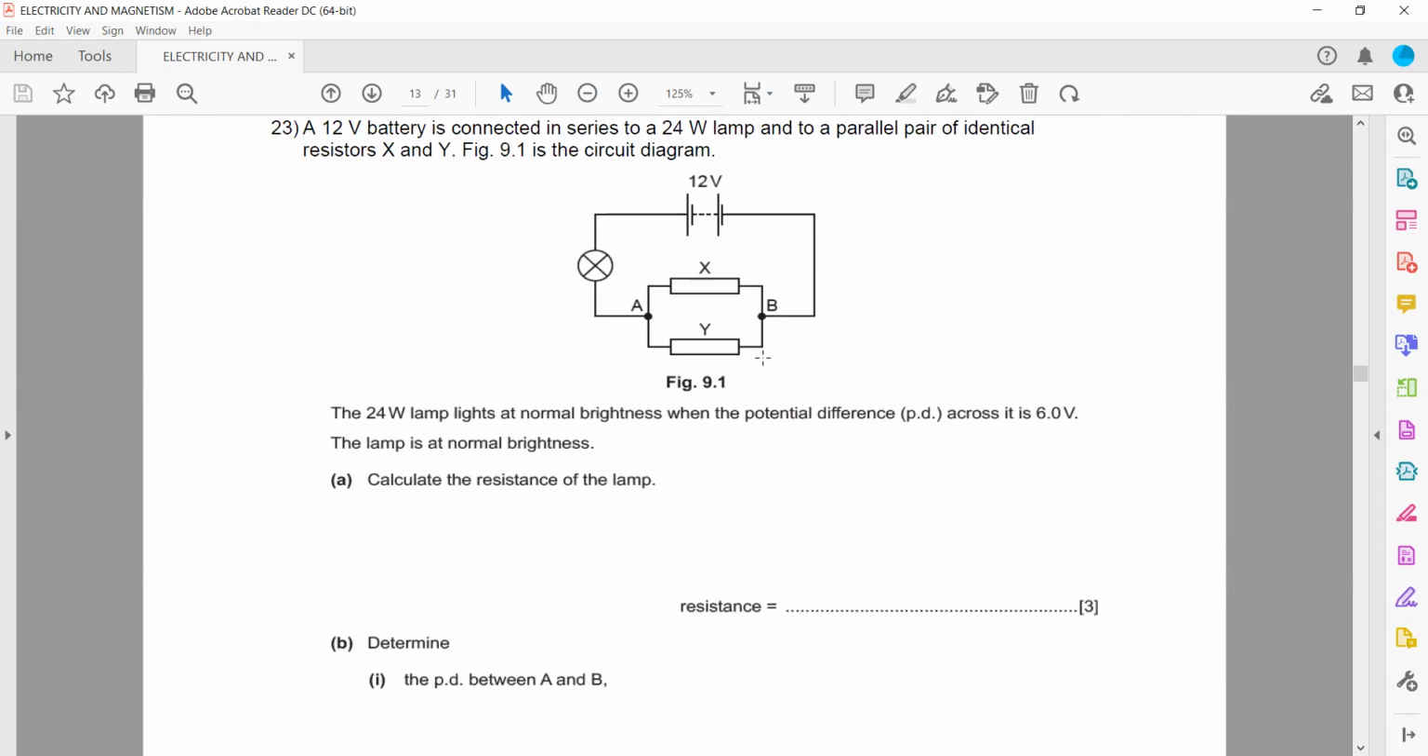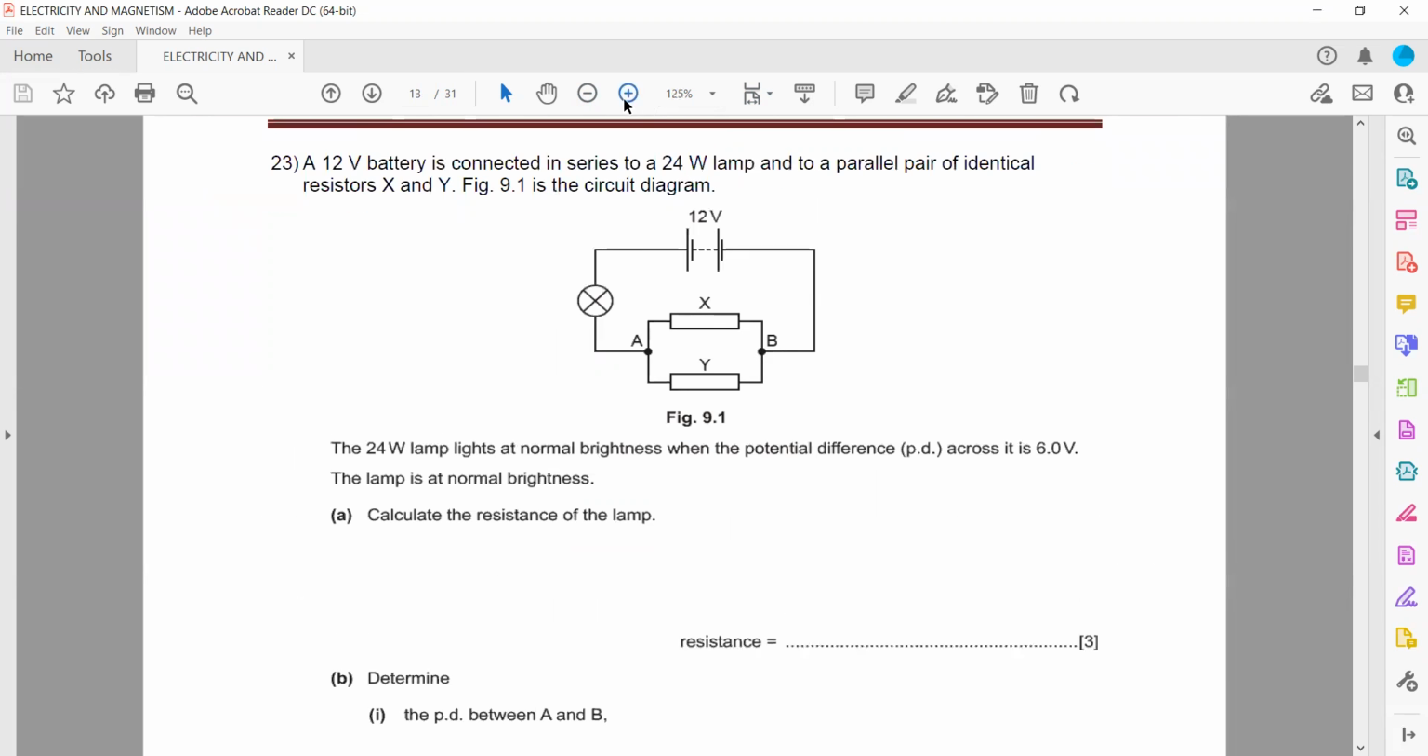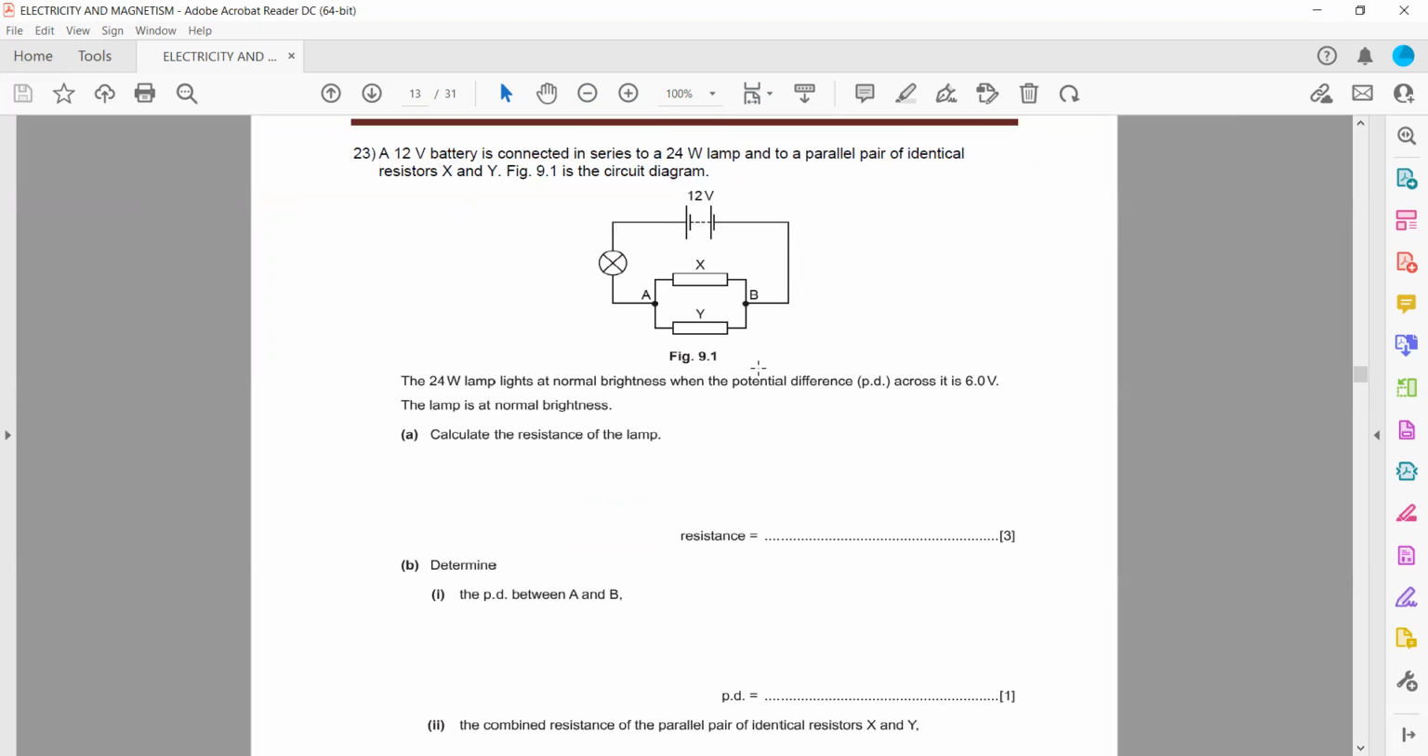A 12-volt battery is connected to a 24-watt lamp and a parallel pair of identical resistors. The 24-watt lamp is at normal brightness with 6 volts across it. Calculate the resistance.